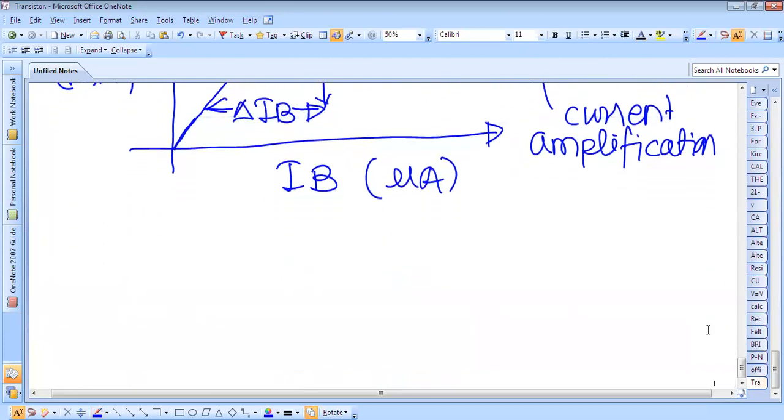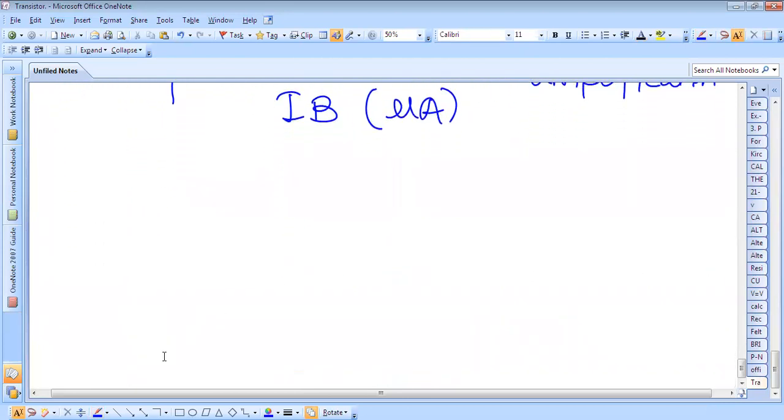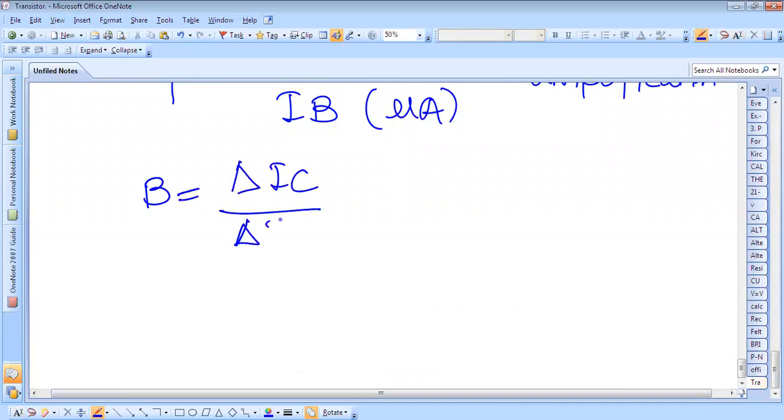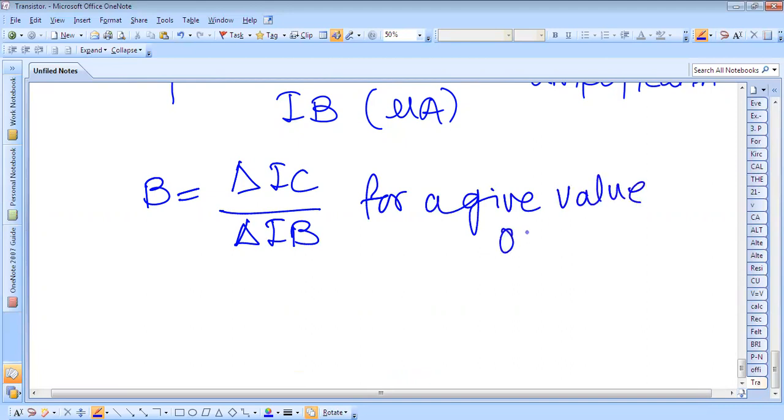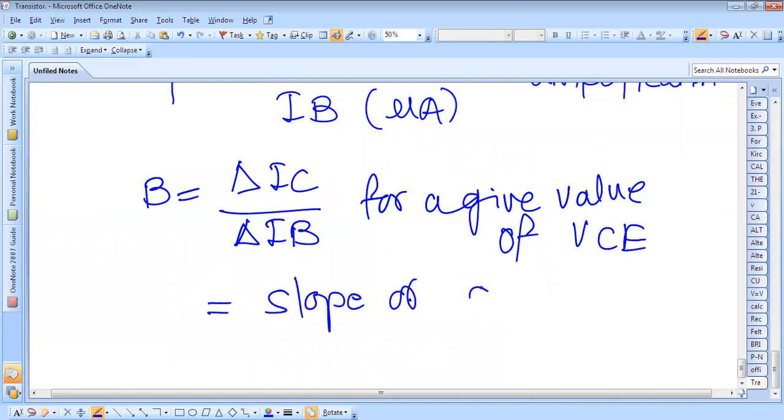So this is the beta we have already found. Beta is equal to the change in the collector current to the change in the base current for a given value of VCE, and this slope is positive. This is the slope of the graph, which is positive. So this is beta.